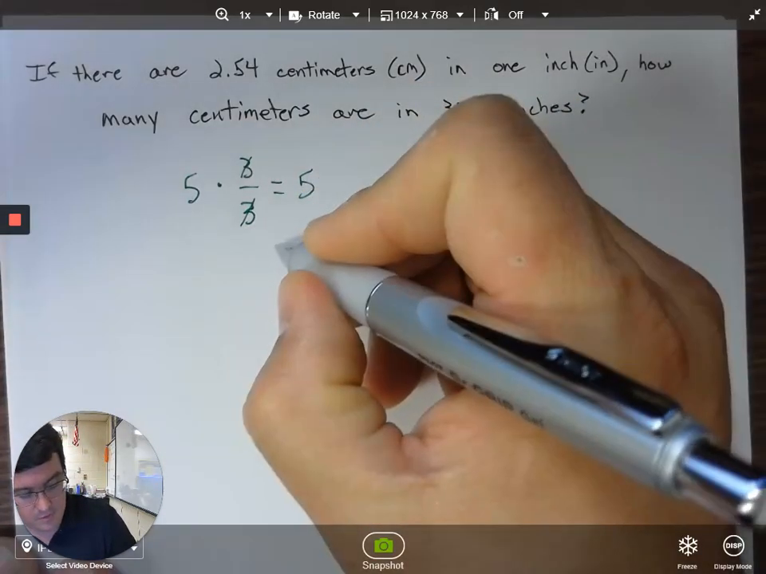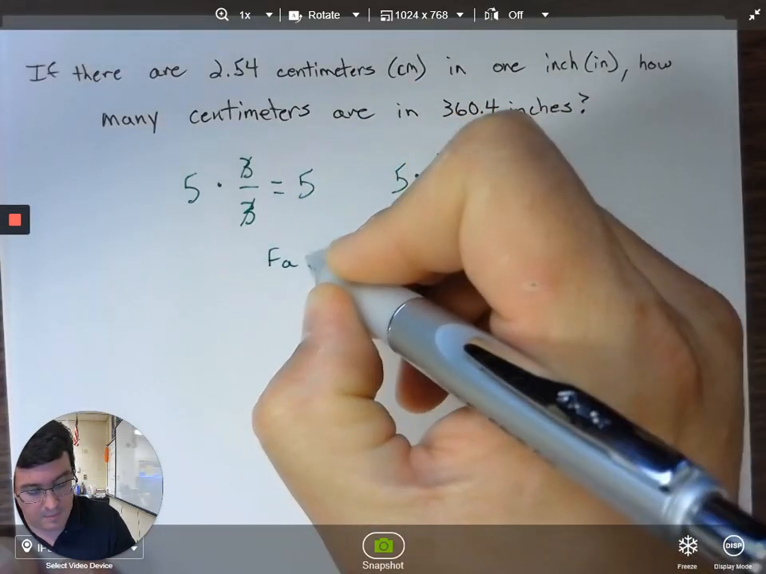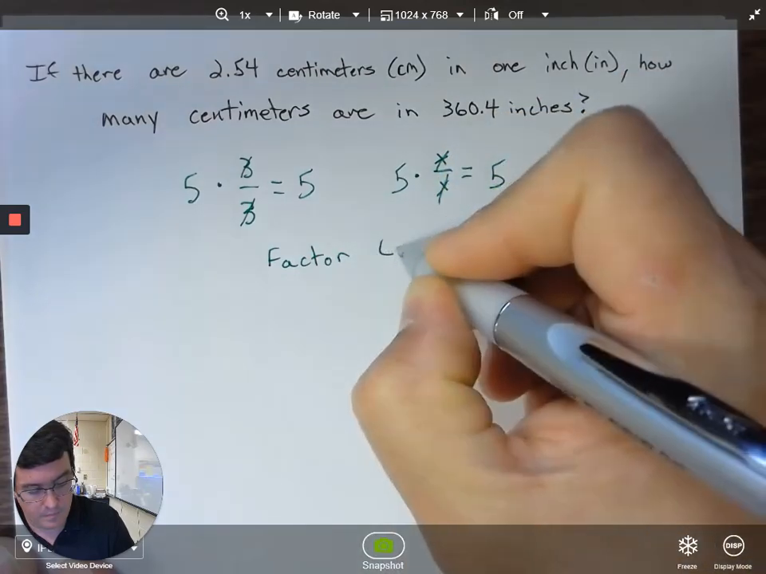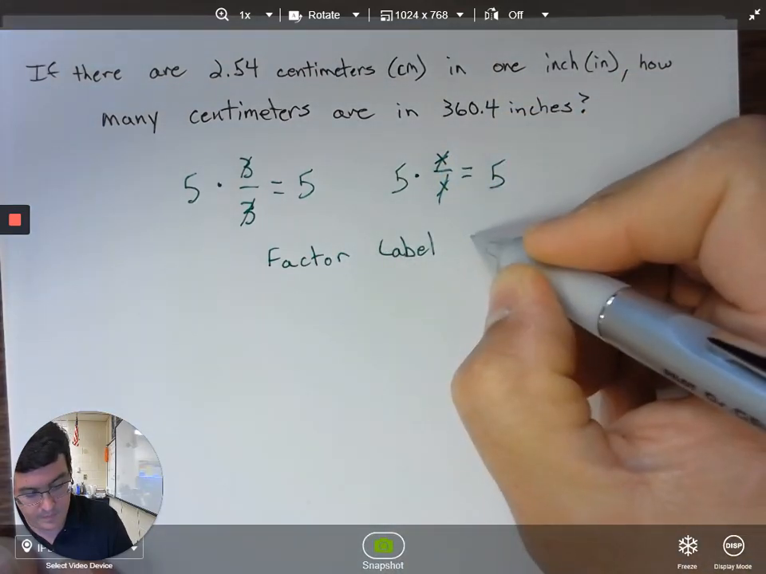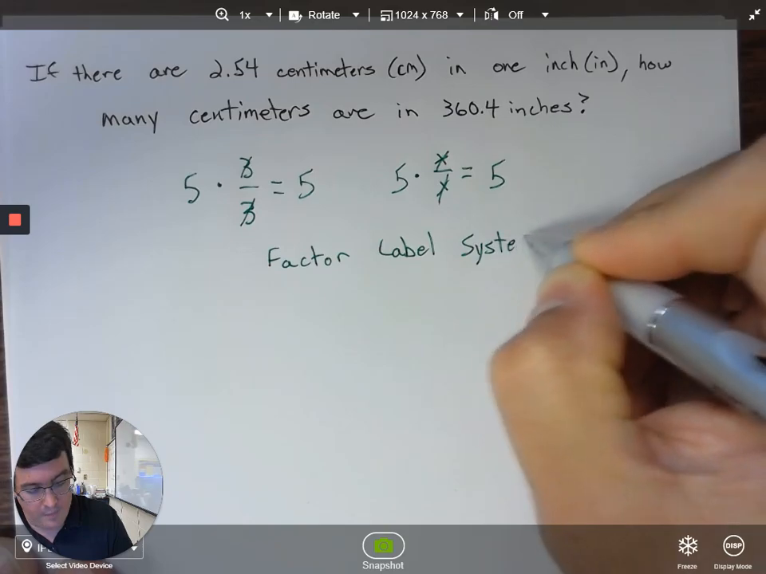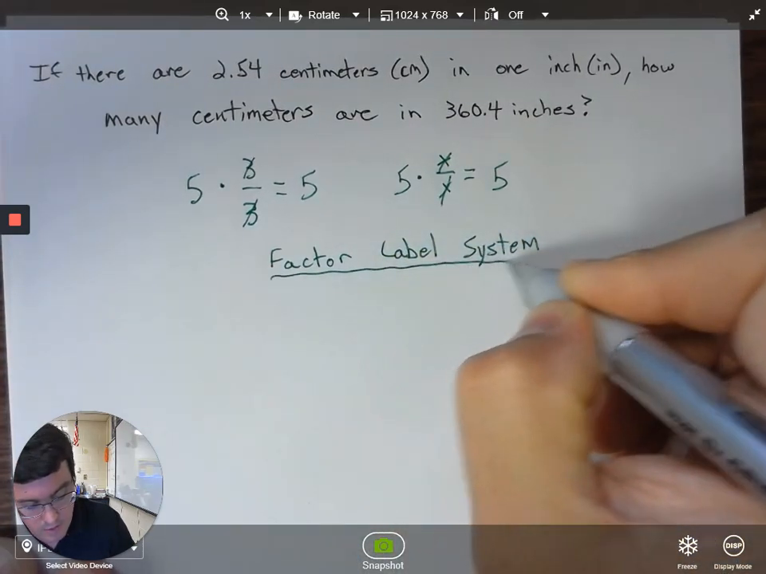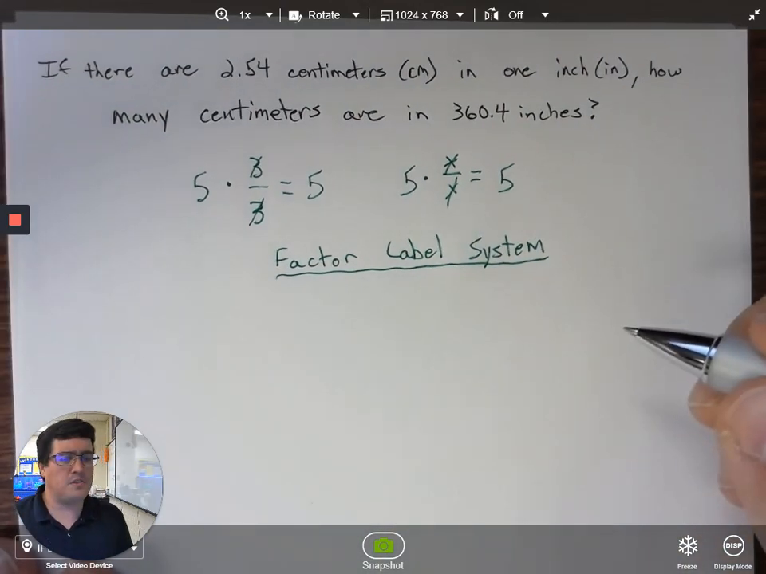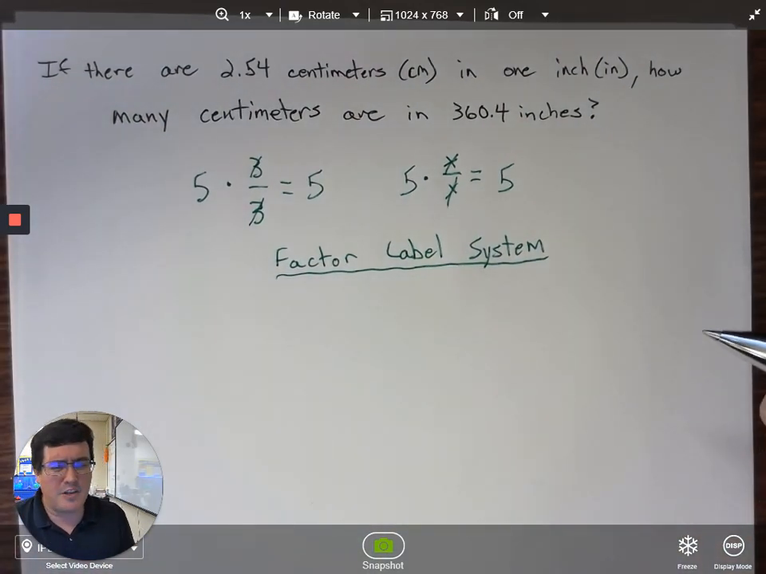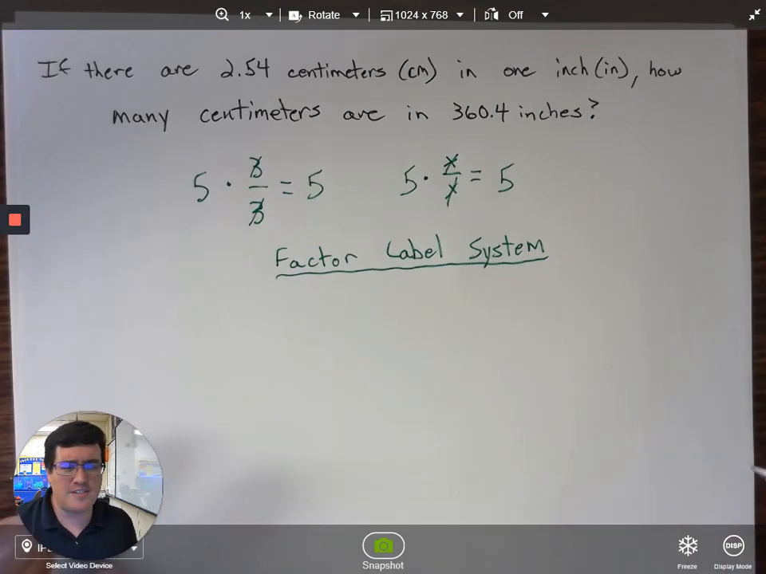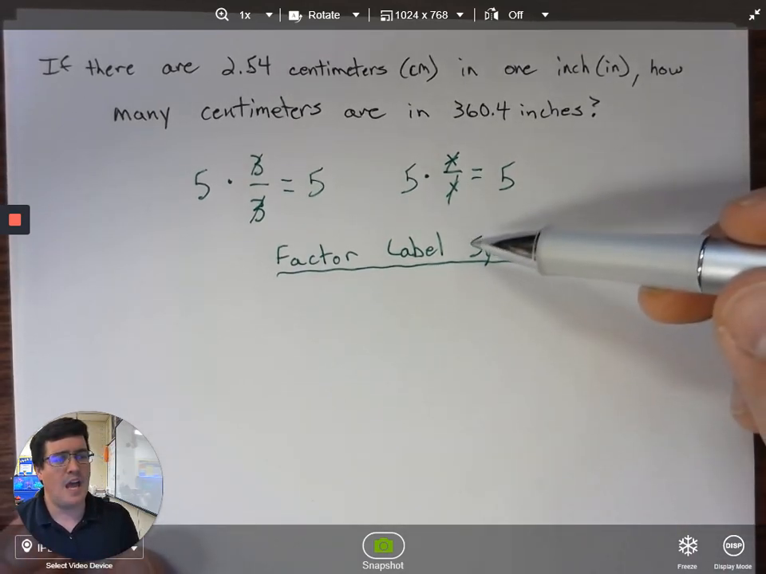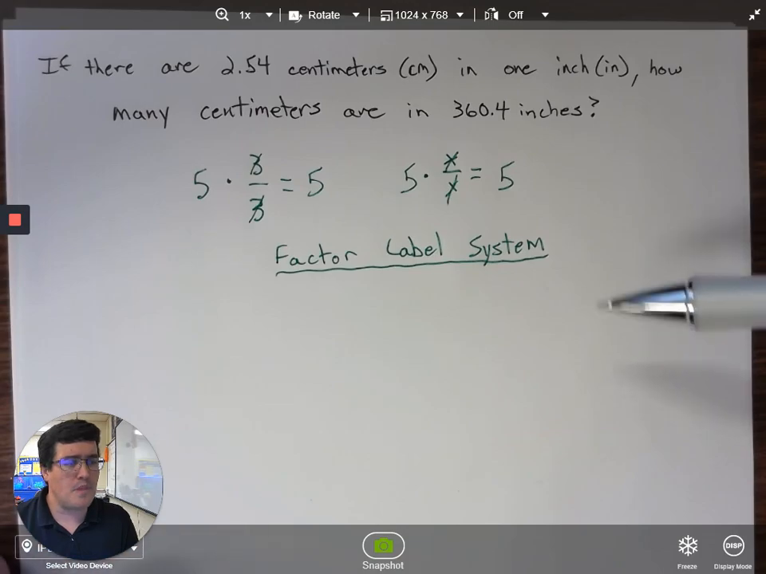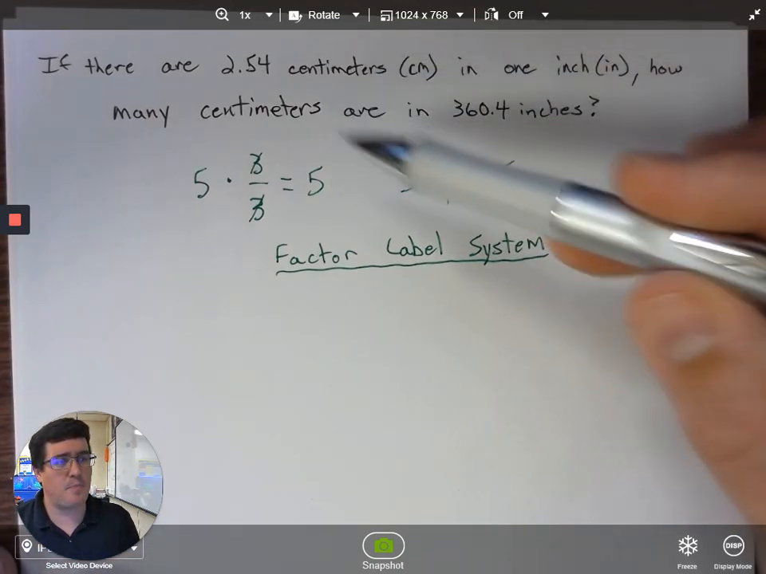And I'm going to do that using something I call factor label. You will hear other folks who use this call it dimensional analysis. Some folks even call it the train method or the tooth method. I've also heard it as the unit conversion system. It's got a million other names. I prefer factor label.